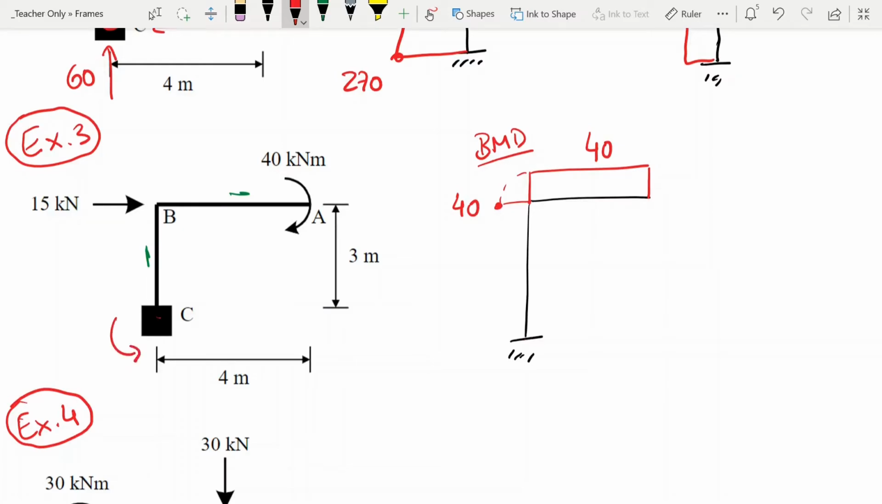So this reaction here should be 85. And here we can see that reaction indeed gives me tension on the left side. So this all adds up. That's 85, and this is a straight line.